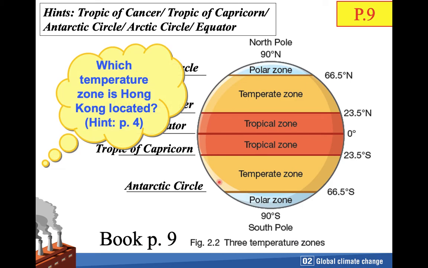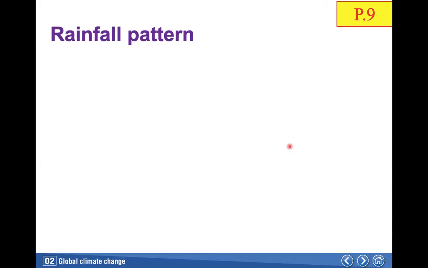So which temperature zone is Hong Kong located in? If you remember, we are located at 22.5 degrees north, so that means we are actually located in the tropical zone.